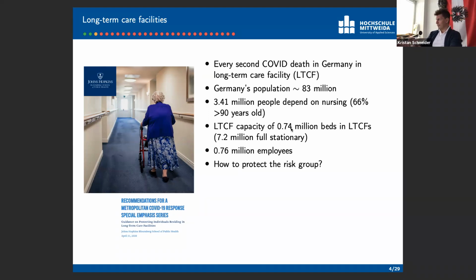And since it is a substantial proportion of the population, and every second COVID-related death occurs in such a facility, the question obviously arises how to protect this risk group, and there are several guidelines to do so. Now, one is, well, we need to filter out the contact persons that can actually import it into such a facility, because once it is inside such a facility, it's going to spread like a wildfire in there.